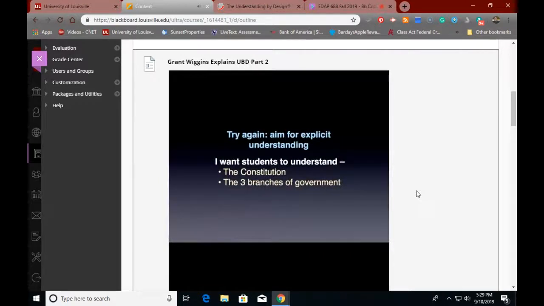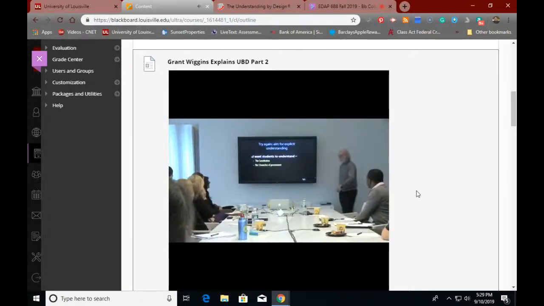So here's a simple example to underscore the TMA logic. And this is in the design guide that you had excerpts from. But it's useful to realize that this is the kind of conversation that has to take place. So, Chuck, what's your goal as a U.S. history teacher? Well, I want students to understand the Constitution and the 3 branches of government.